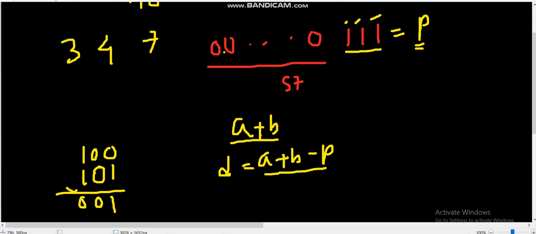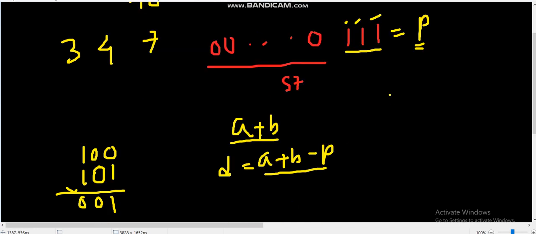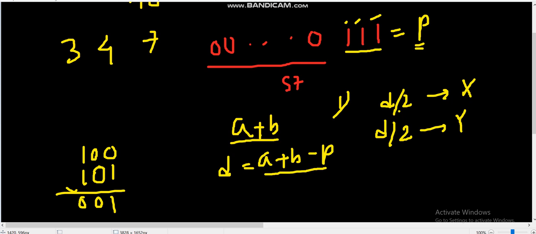Now all the other positions in C are 0. That means that these ones should be distributed over x and y equally. So what I am trying to say is that we have to have d by 2 ones in x, and we have to have d by 2 ones in y. That's the first observation, that there would be d by 2 ones in x, and d by 2 ones in y.